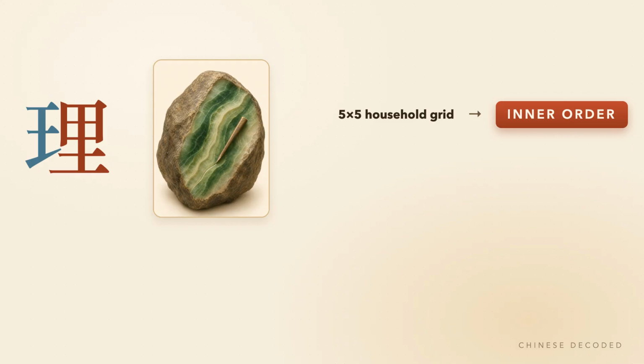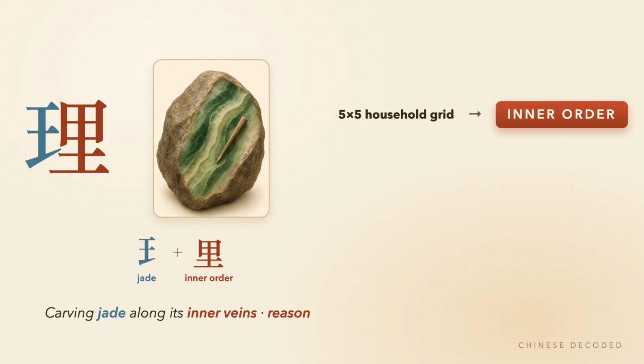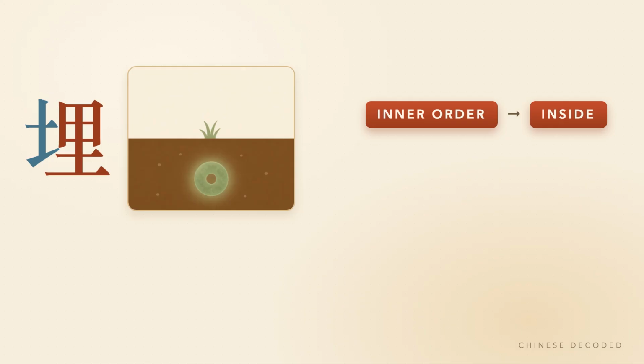This concept goes on to build other characters. For example, jade plus inner order to carve jade along its inner veins. It extended to mean reason, the inner structure that holds an argument together. Dropping the emphasis on order, inner order becomes simply inside. Combine it again with earth, the brick we started with, into the earth, to bury.